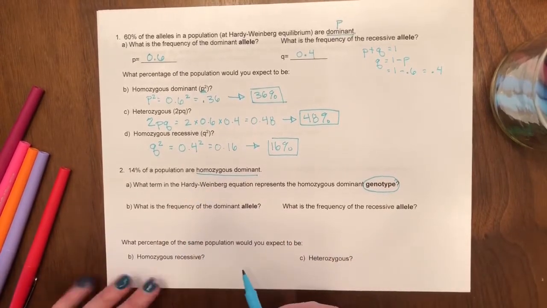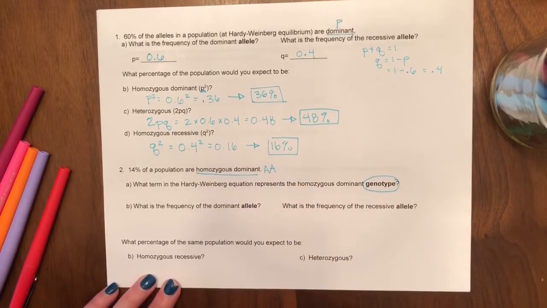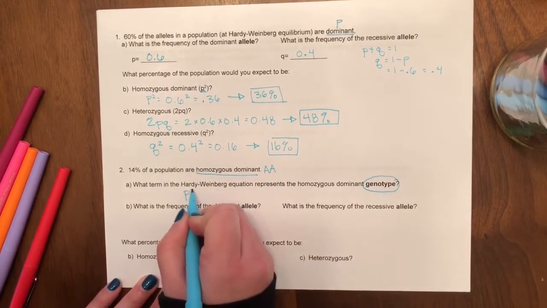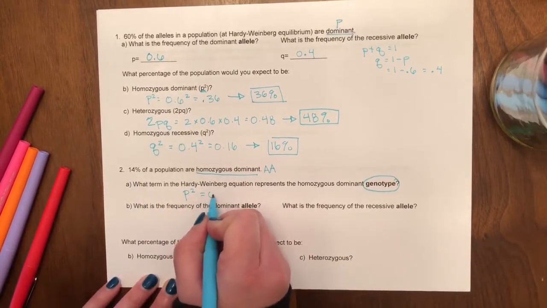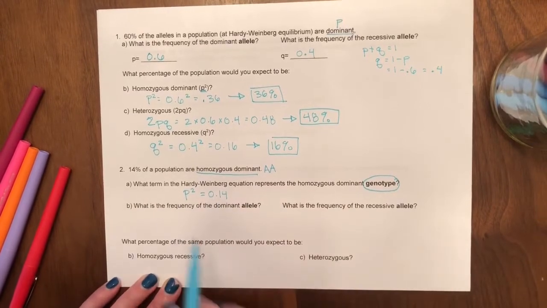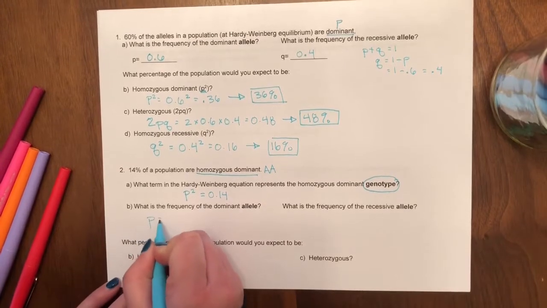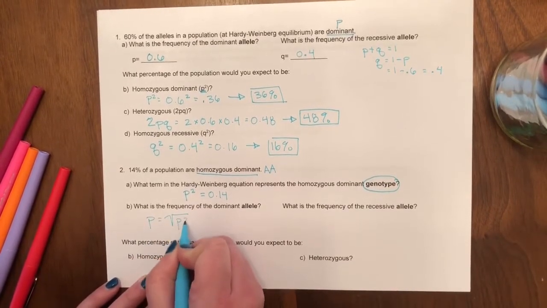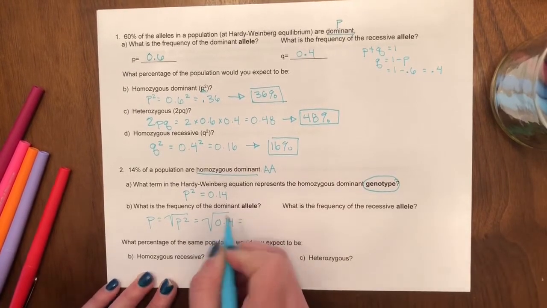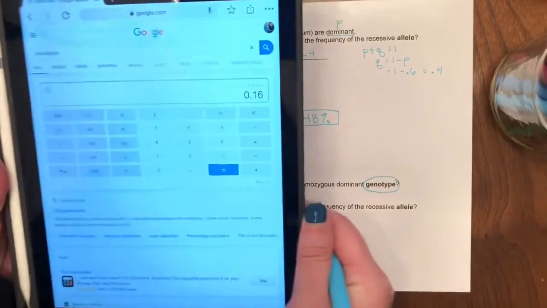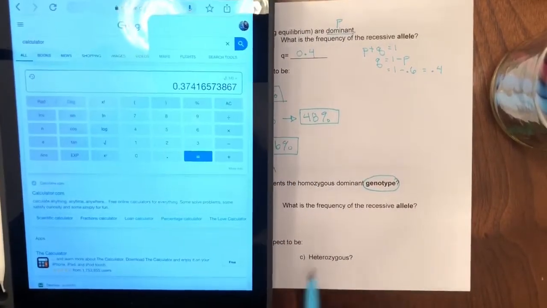So we're used to thinking of homozygous dominant as big A, big A. Remember, in Hardy Weinberg terms, that's going to be P squared. So in other words, P squared is going to equal 0.14. So what is the frequency of the dominant allele? So that's P. So P is just the square root of P squared, which is going to be the square root of 0.14. So let's go ahead and plug that in. Square root of 0.14, 0.374.